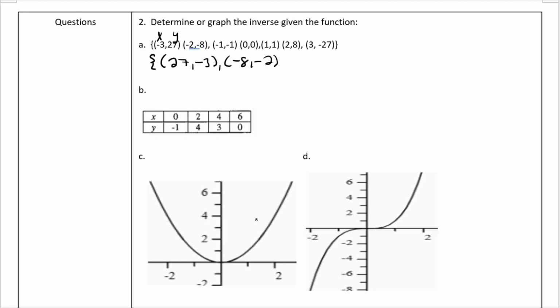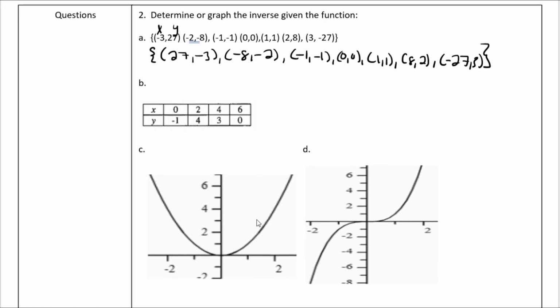-8, -2, -1, -1, 0, 0, 1, 1, 8, 2, and -27, 3. And that's the inverse of that. Pretty simple. So you're literally inverting or swapping the x and y values.